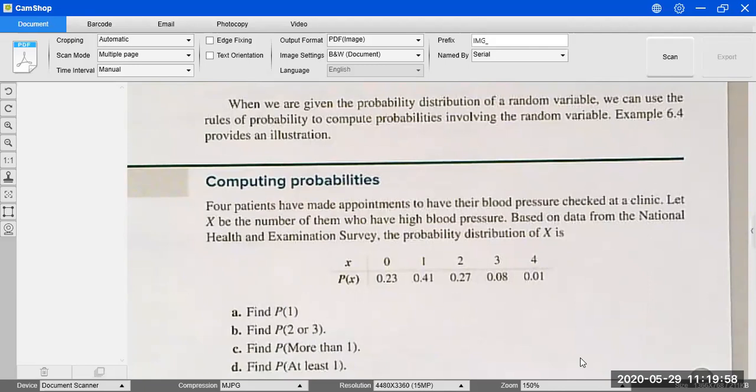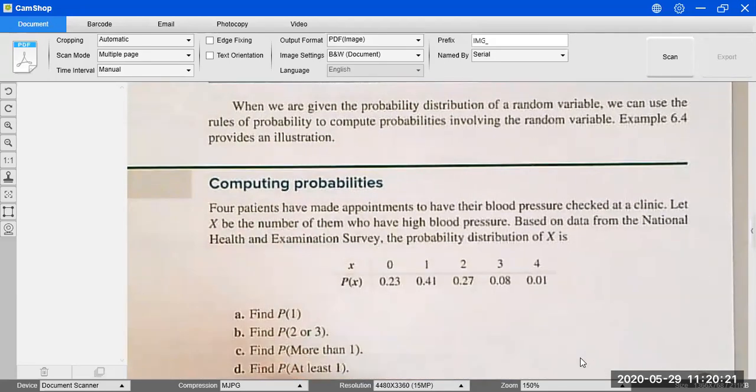We have lowercase x: 0, 1, 2, 3, 4, and the probability of every value of x is given there. So 0.23, 0.41, 0.27, 0.08, and 0.01. You can check that the sum of those probability values is 1, and you can also see that every probability value is between 0 and 1.